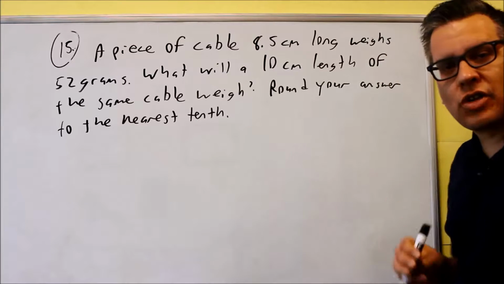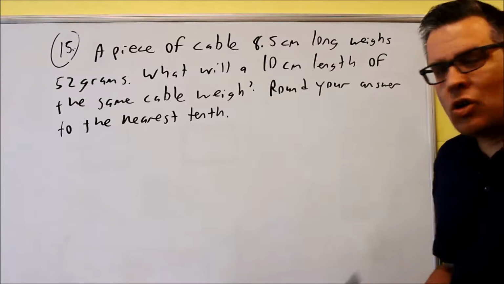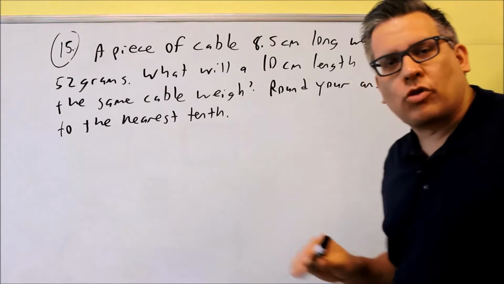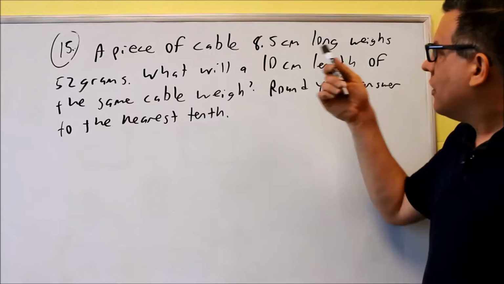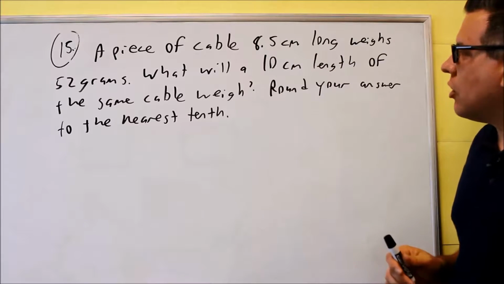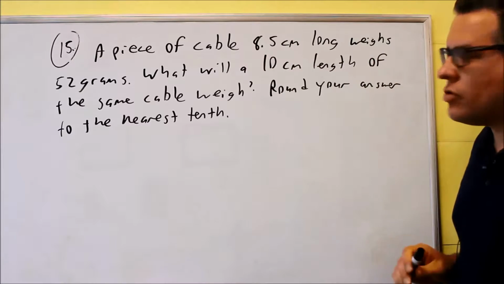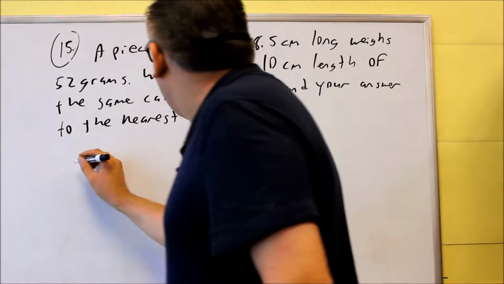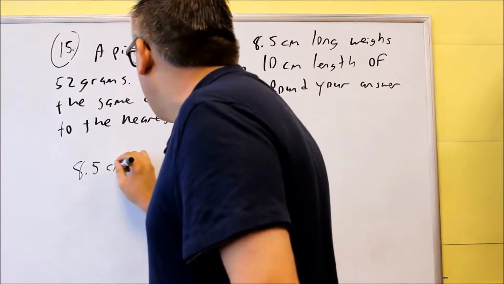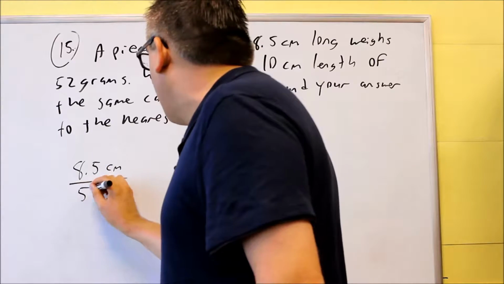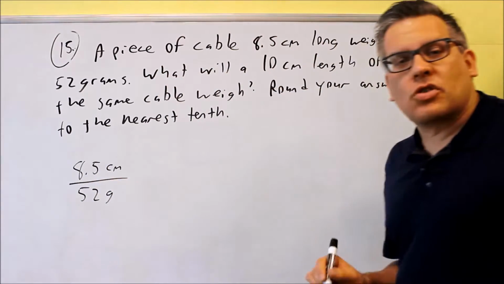Okay, so we're going to set this up by using a proportion. You've started the proportion out with what you're given. So we're given that a 8.5 centimeter long cable weighs 52 grams. So I'm going to set it up. I'm going to put 8.5 centimeters on top and 52 grams down below.